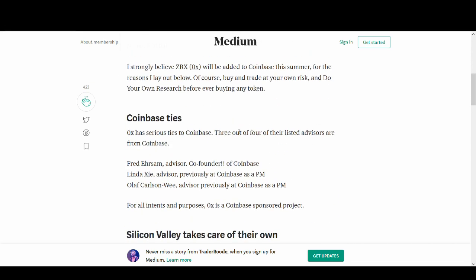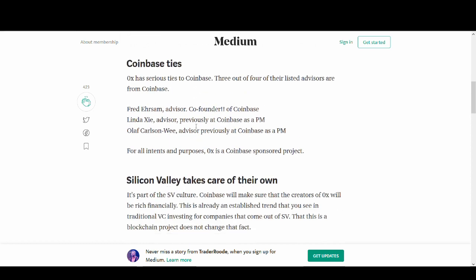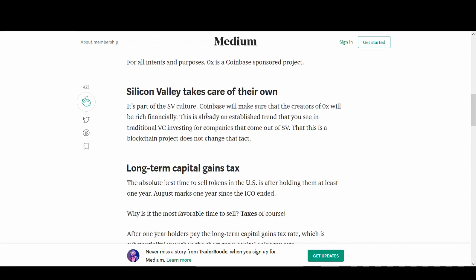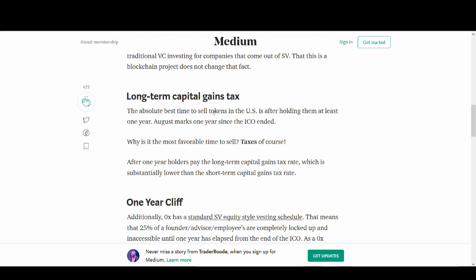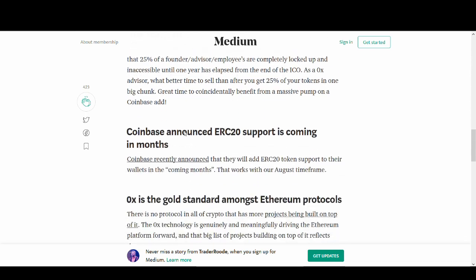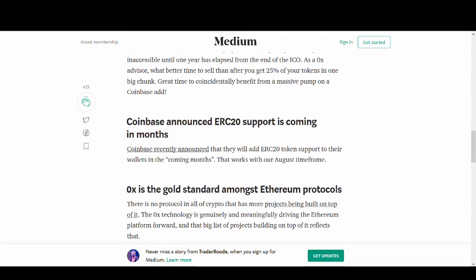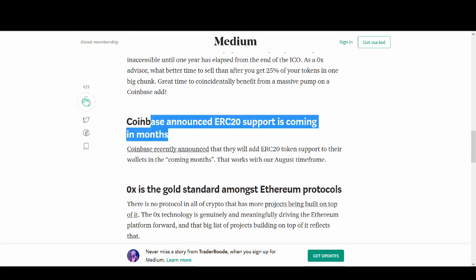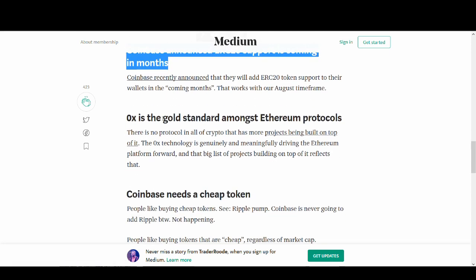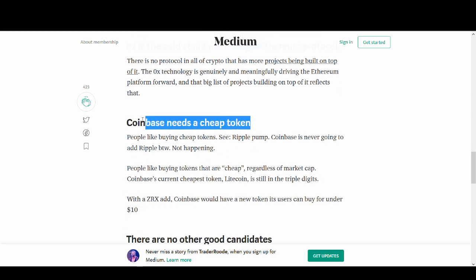Coinbase, just a quick summary now, guys. I know I've gone through a few articles. So Coinbase ties, Silicon Valley takes care of their own. Long-term capital gains, we've mentioned this. One-year cliff. Coinbase announced ERC20 support is coming in months. This is one of the key reasons. 0x is the gold standard amongst Ethereum protocols. So Coinbase wants to add good projects, value-adding projects, and 0x is a good long-term project of what they're trying to do. Coinbase needs a cheap token.